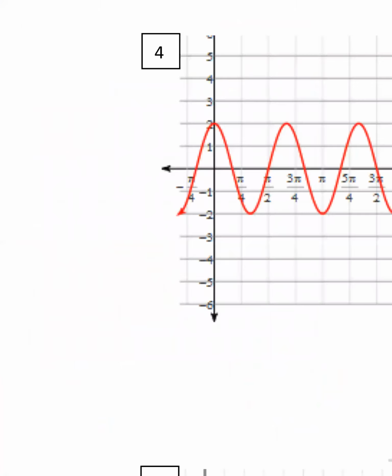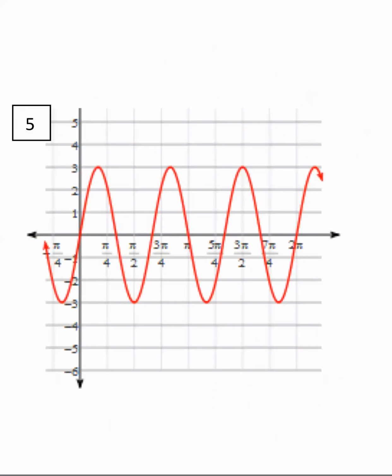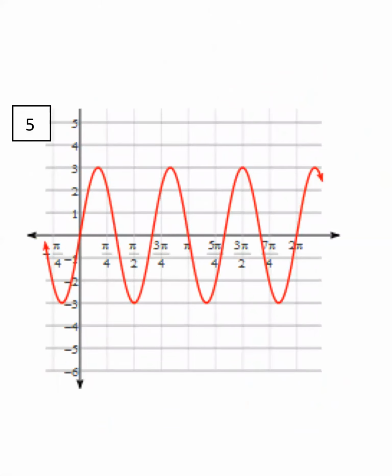Let's do one that's, why are these all cosine? Okay, here. Number 5. So this one is sine, right? This one's passing through the origin, so I know I'm going to start off with a sine bx. Okay, and I know my amplitude is just 3. So I'll have 3 sine, and now I just have to figure out what b is.